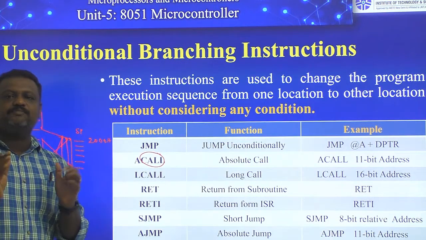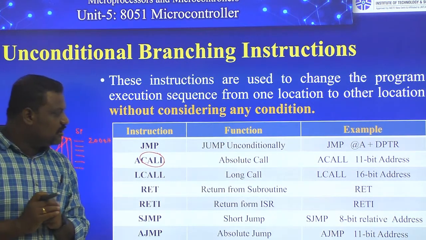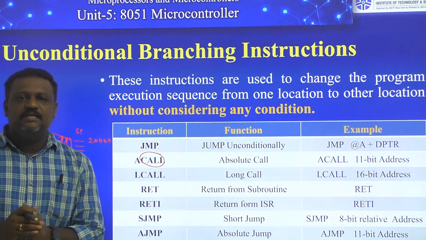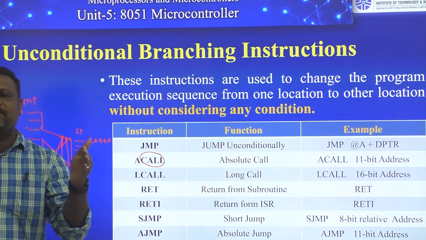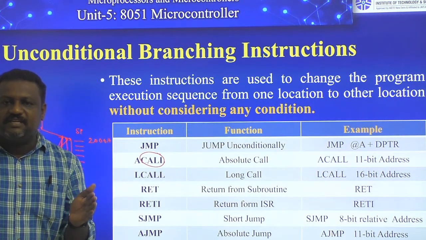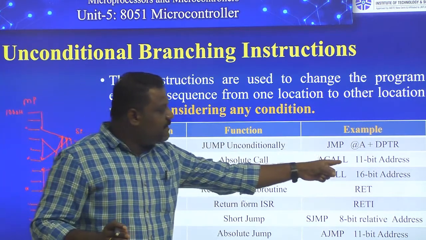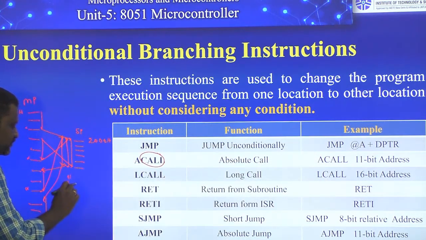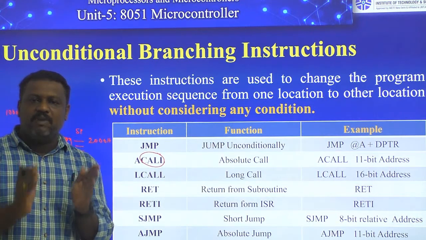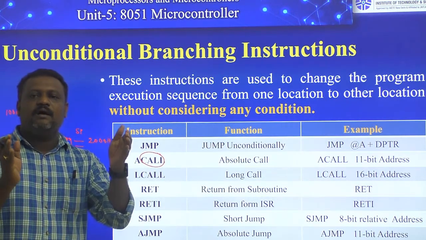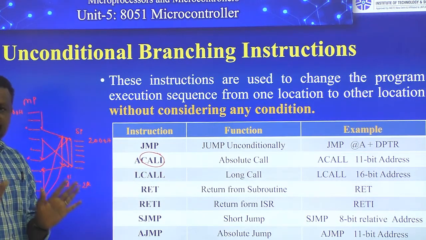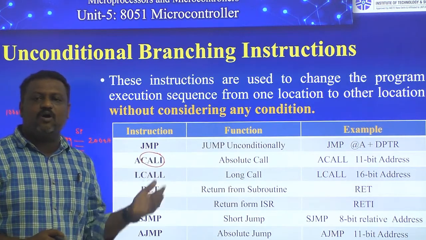Now coming to ACALL. ACALL means absolute call. For example, ACALL followed by an 11-bit address. That means the difference between our main program and subprogram, the number of locations between them, must be within 2K, because with 11 bits the number of combinations we get is 2K. When using ACALL in 8051 microcontroller programming, the main program and subprogram must exist within 2K.